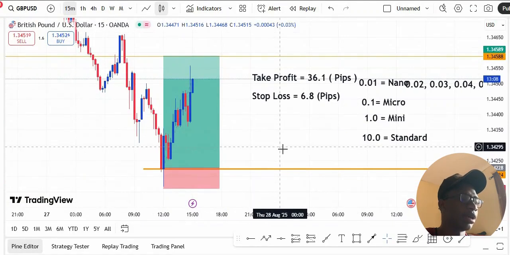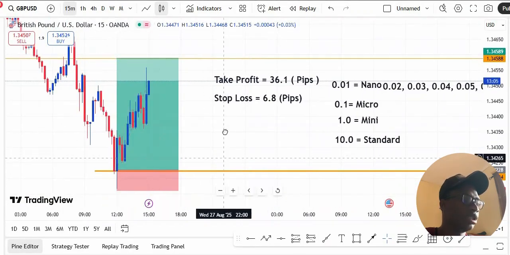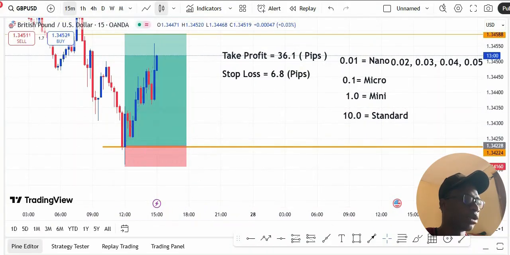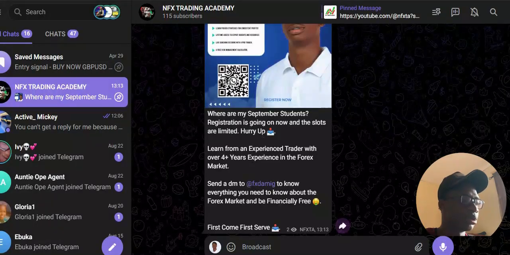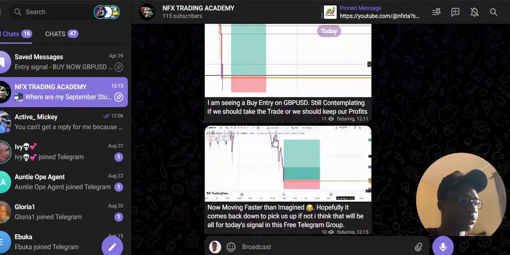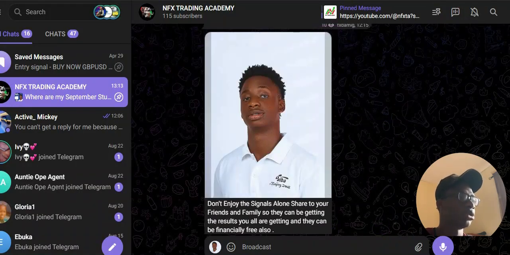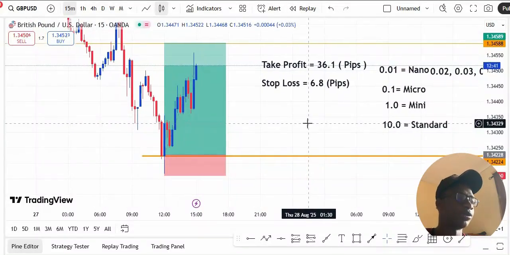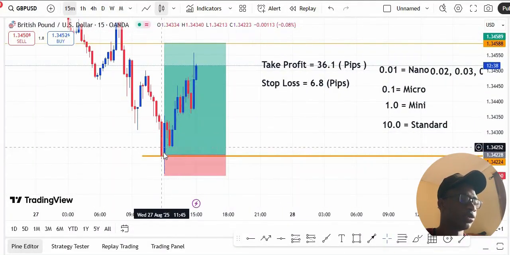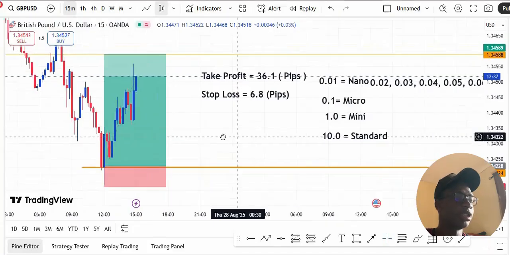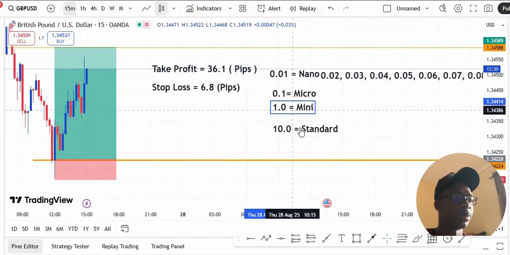Wow. And I'm literally pained why this market didn't do the test up of this point. I would have entered this trade, but I sent it to my Telegram channel. I'm seeing a buying entry on GBP here. They're still contemplating taking trade for cheaper profits because we were in massive profits today. I knew the market was going to go up, but I was waiting for my confirmation. I didn't expect the candle to move this fast. But this is what it is. We made money today. That is all that matters.